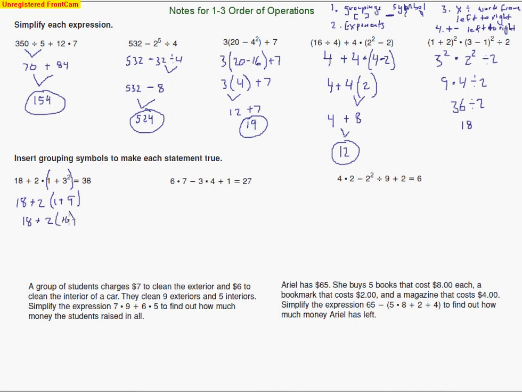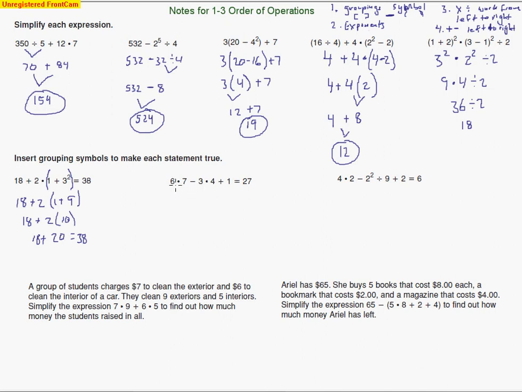And so when I go ahead and multiply, the 2 needs to be multiplied by the sum. That makes 20 plus 18. And that does equal 38. So that's the answer. So the parentheses had to go around the 1 and the 3 squared. So again, it's just a matter of trying to figure out where these parentheses go. You just have to try a few different ways until you get it to work.